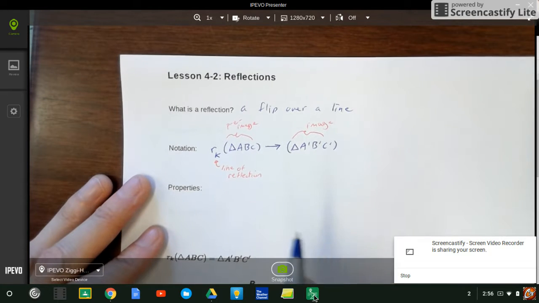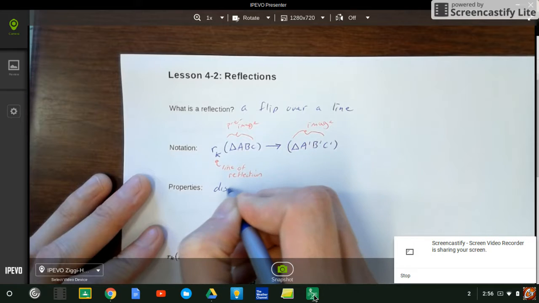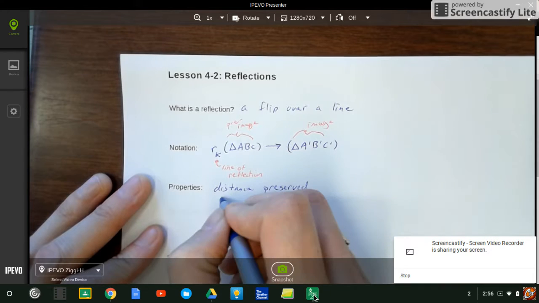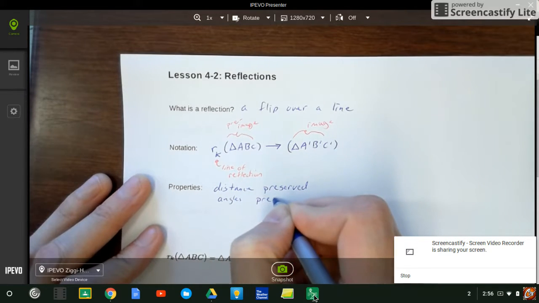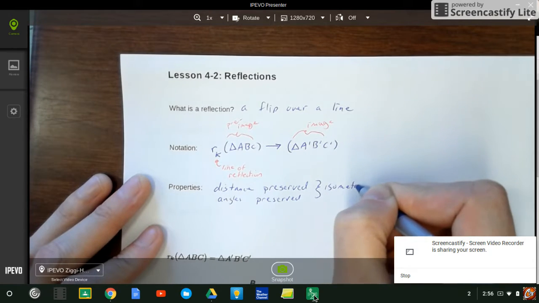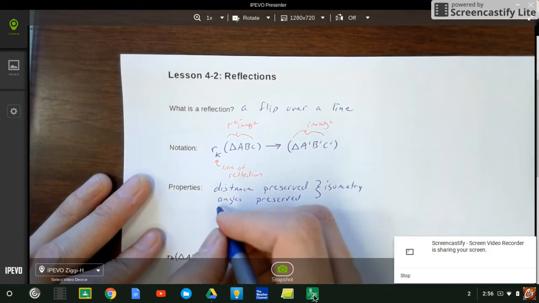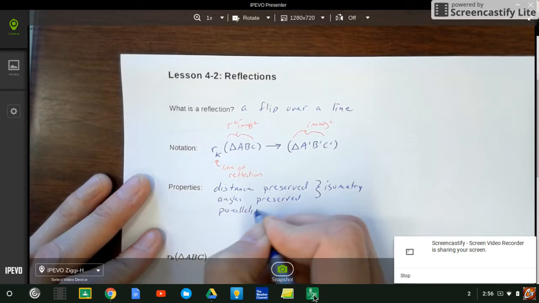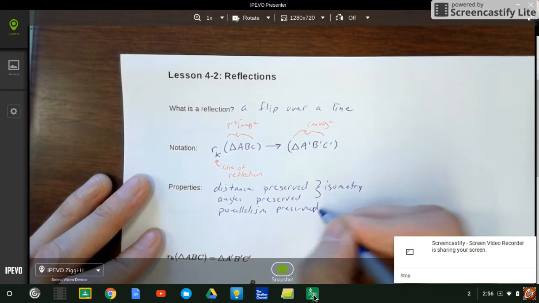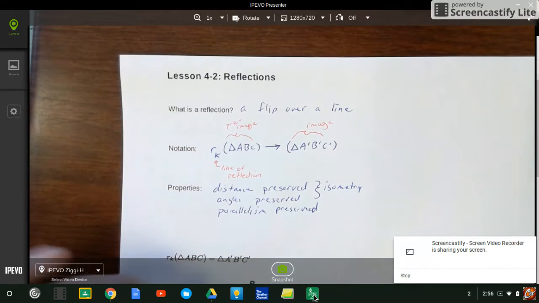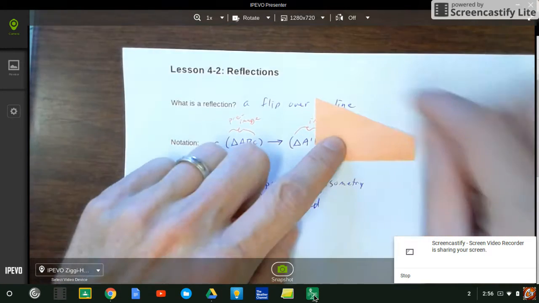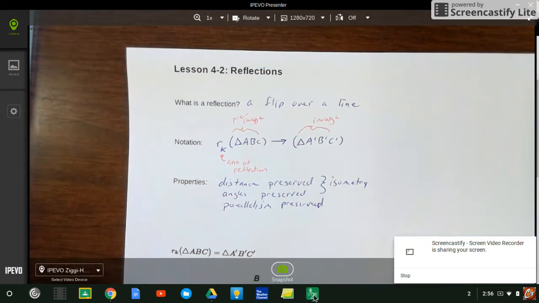Properties of these, well, we got a lot of things that don't change. Let's see, distance is preserved. So distance is preserved. Angles are preserved. So it means it's an isometry. Remember we talked about that. Parallelism is preserved. What that means is if you had a figure that had parallel segments, kind of like we had this figure here earlier, so that these two sides are parallel, after I flip it over, they're still parallel to each other. Okay, that's all. Nothing fancy there.